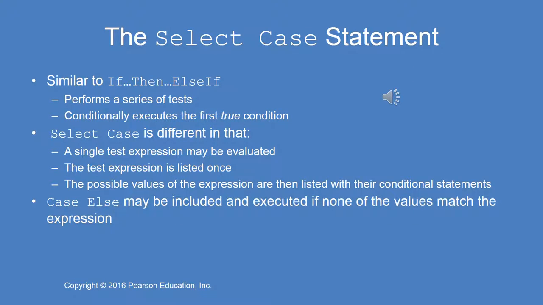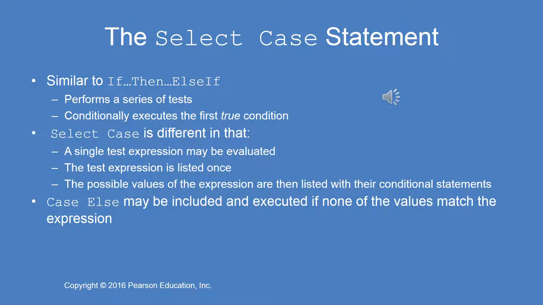The select case statement, as mentioned in the previous slide, is a branching mechanism. It uses a condition to determine which branch to take. It's very similar to the if-then-else statement in that it performs a series of tests, and as soon as it finds the condition to be true, it executes the code for that particular condition.